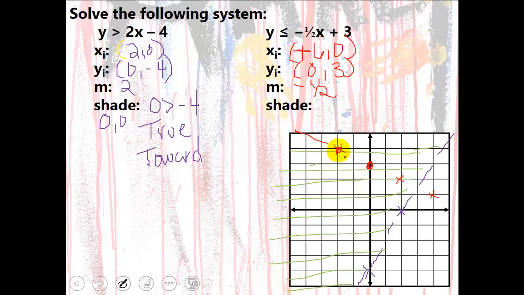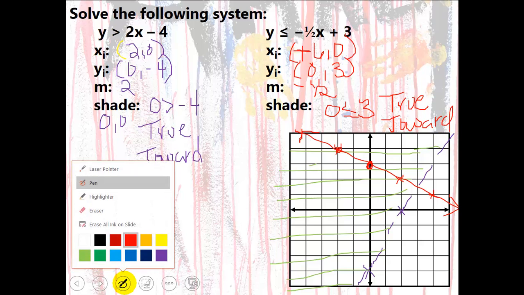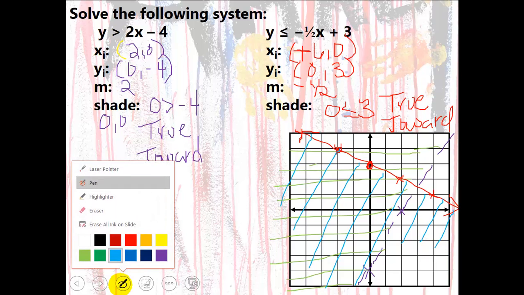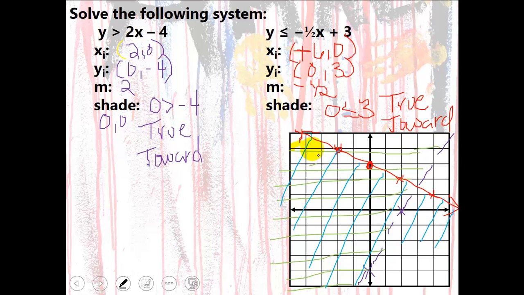This would be a solid line, like so. And then I have to shade. So I'm going to, is 0 less than or equal to 3? That's true. So it's toward. So let me shade it like this. Remember, we're looking for where they overlap. Anything that has just one color or no colors, we eliminate. And so my highlighter, I'm going to use yellow. We're in this area here.